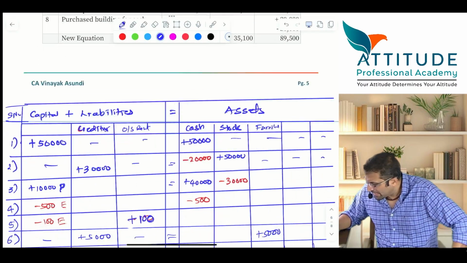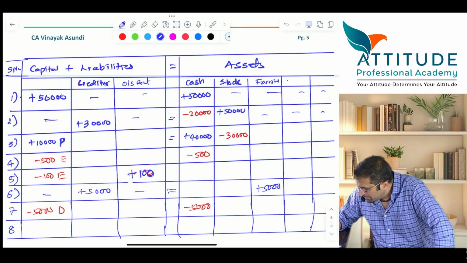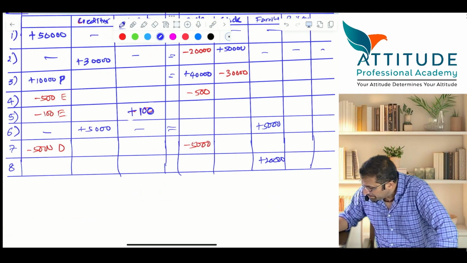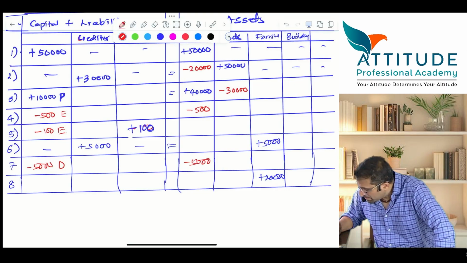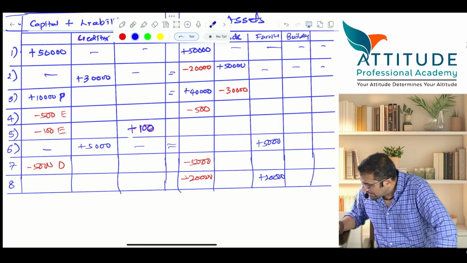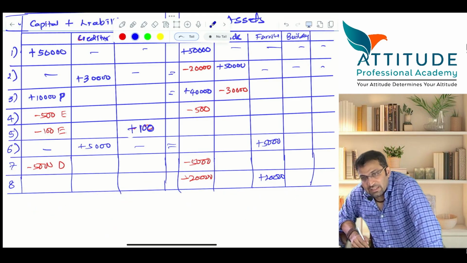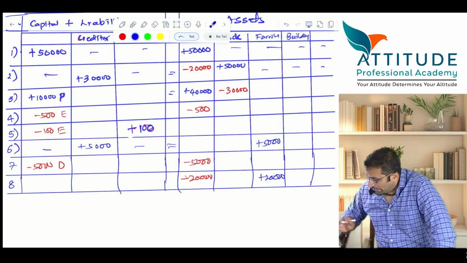Purchase building for cash. Now please tell me, building is plus how much? 20,000. Cash minus 20,000. Net effect here is 0, na. Asset side the net effect is 0. Liability side also the net effect is 0. Is that clear?